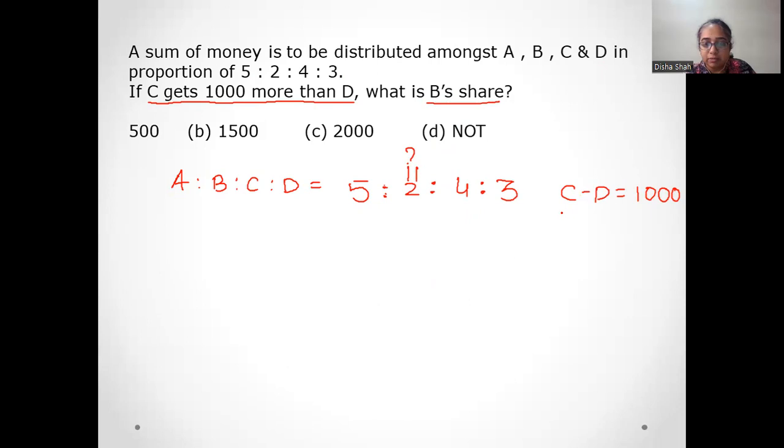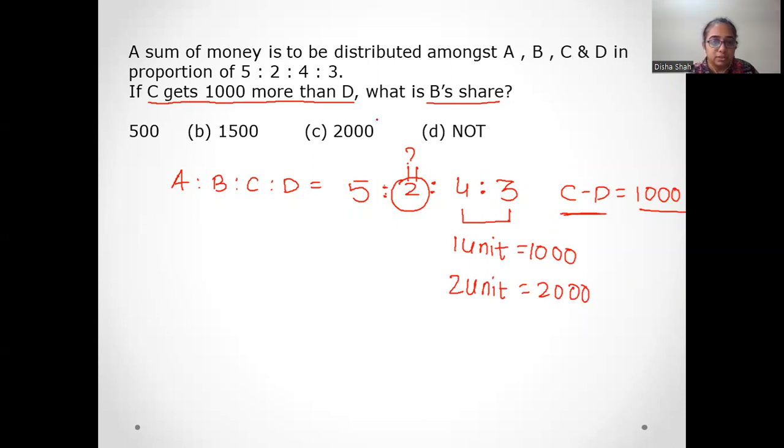So what value have we been given? C minus D. So as per the ratio, what is C minus D? As per the ratio, C minus D is nothing but 4 minus 3, which is equal to 1 unit. और इसकी एक्चुअल वैल्यू दे दी गई है. So if 1 unit is equal to 1000, 2 units is equal to this.